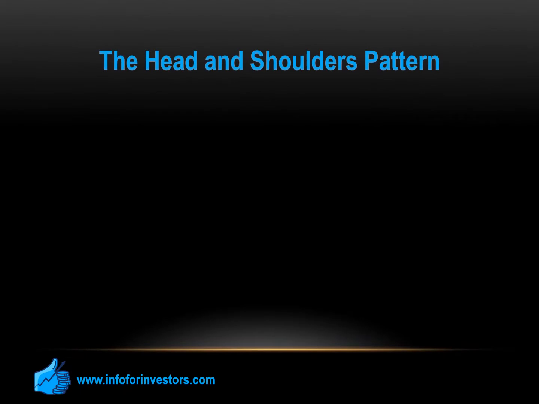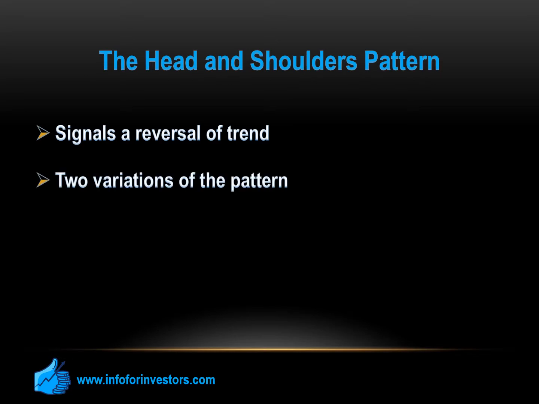Let's start with a familiar and important pattern. The head and shoulders pattern. The head and shoulders pattern signals a reversal of trend. There are 2 variations of the pattern, offering trading opportunities both to the long and short side. The bearish version is referred to as a head and shoulders pattern, while the bullish version is called an inverted head and shoulders pattern. In the example of VMware, VMW, an inverted head and shoulders pattern took place on a daily chart in late 2015 to early 2016.